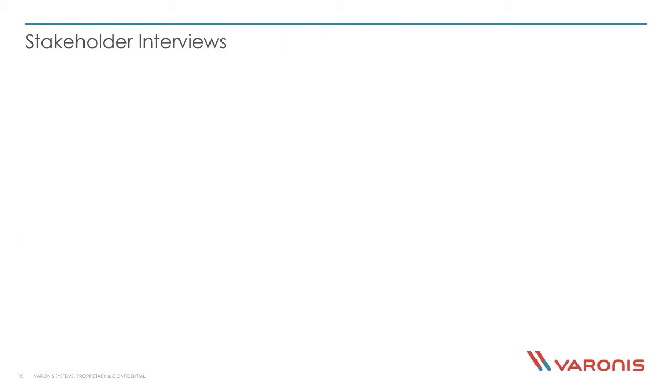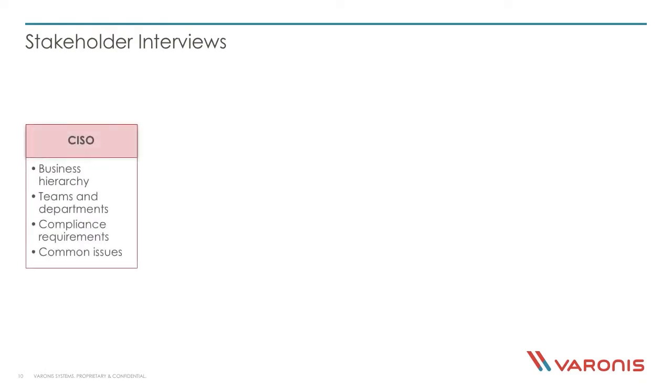One of the best ways to understand your company and identify requirements is interviewing key stakeholders in the corporation. So here's a list of people that you should talk to, to better understand the company. First and foremost, the Chief Information Security Officer, or CISO. The CISO can give a good overview of the business hierarchy, teams, and departments. The CISO can also help to identify regulatory compliance requirements and even point out the common issues that he or she has been observing.